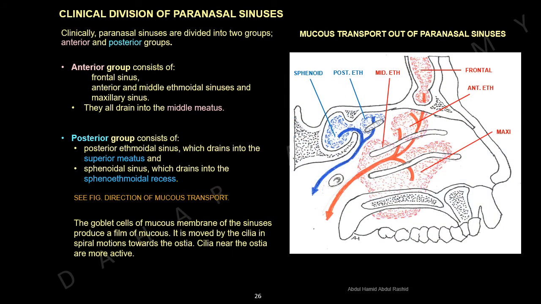Clinical division of paranasal sinuses. Clinically, paranasal sinuses are divided into two groups, anterior and posterior groups. The anterior group consists of the frontal sinus, anterior and middle ethmoidal sinuses, and maxillary sinus. They all drain into the middle meatus.